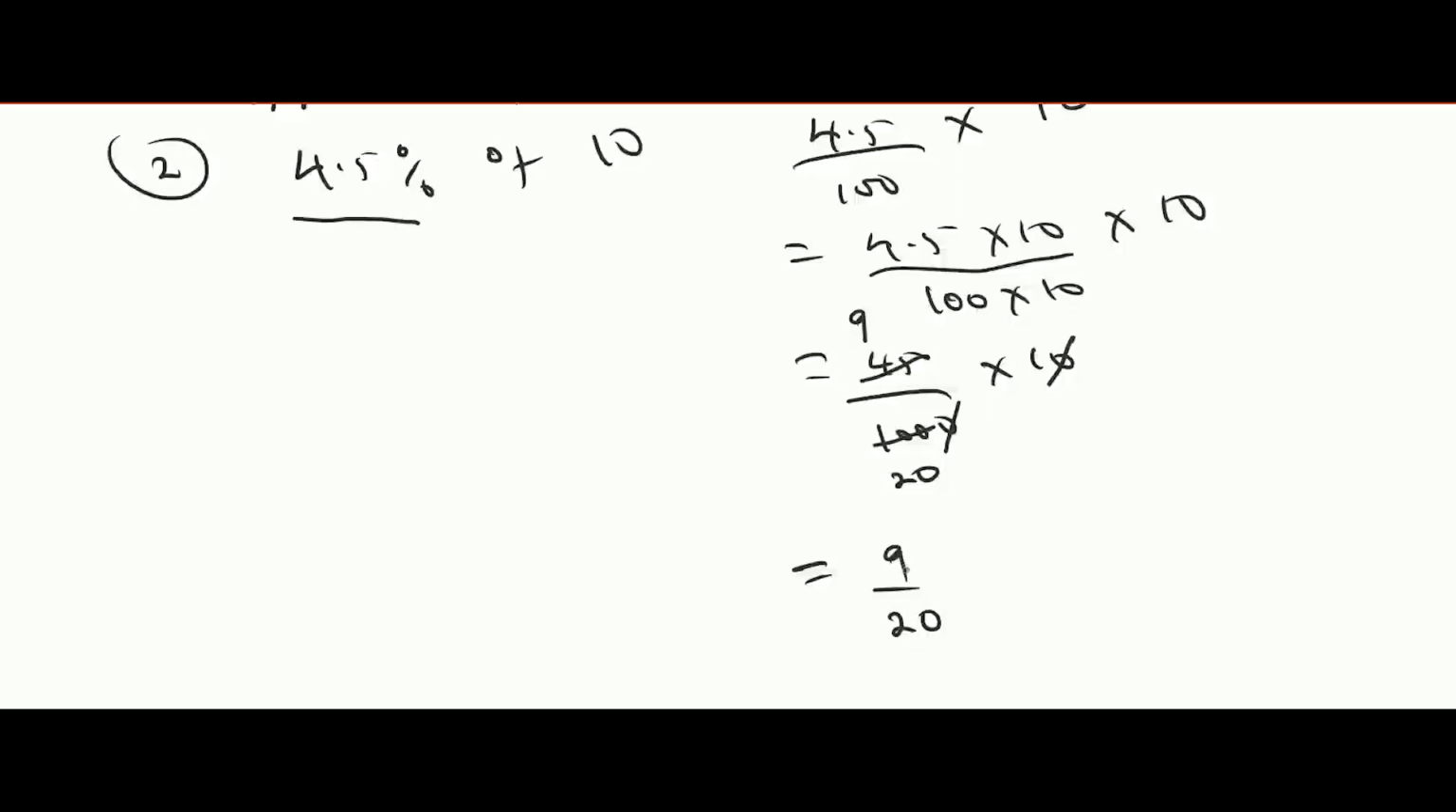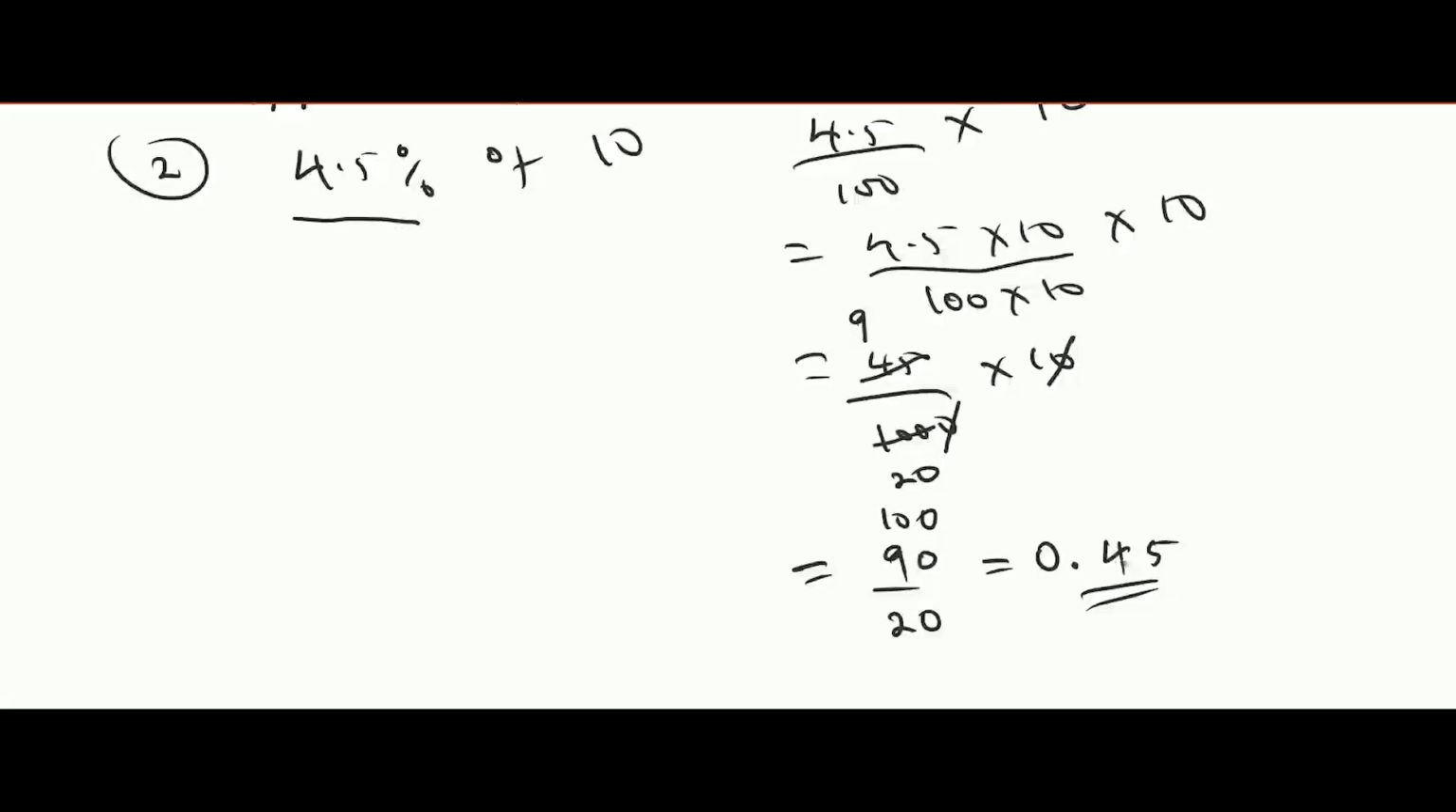20 goes in 9, so that is impossible. You write 0 and put a decimal point here. Then immediately you put a decimal point here, add 0 here, that becomes 90. 20 goes in 90, that is 4 times, as 20 times 4 gives 80. So remainder 10. Okay, so we will continue to add 0 again. So if you add 0 again, you have 100. This time 20 goes in 100 5 times and there is no remainder. So our final answer is 0.45. So that means 4.5% of 10 is 0.45. That's a very small number.